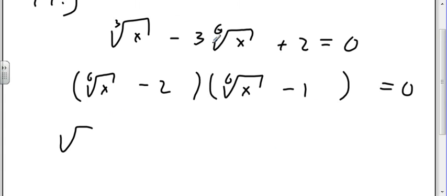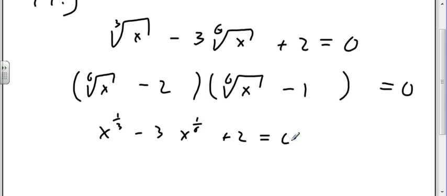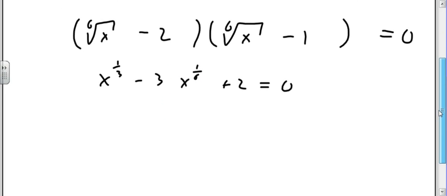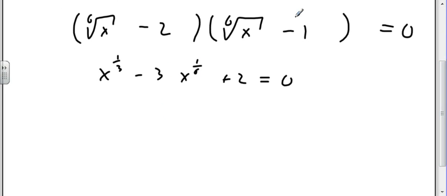Can you rewrite it like that? You could, yeah. That'd be the chicken way out, to say x to the 1/3 minus 3x to the 1/6 plus 2 is equal to 0. Yeah, you could rewrite it like that. I know it makes the problem easier, but my job is not to make it easier, it's to make a pain in the butt, right?